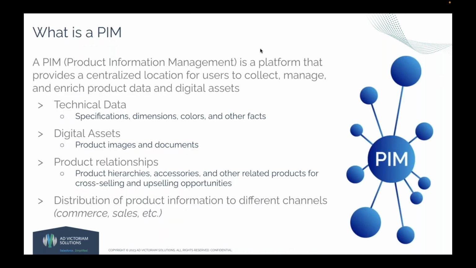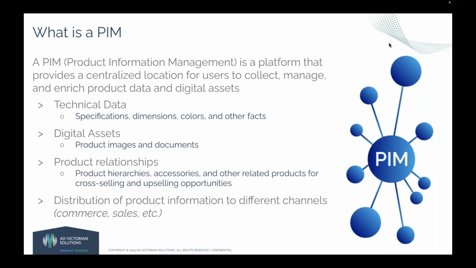So let's start with what is a PIM. I'm going to start with just the textbook definition here. PIM stands for Product Information Management. A PIM is a platform that provides a centralized location for users across an organization, so sales, marketing, any user within a business, to collect, manage, and enrich product data. So what do I mean when I say product data? That starts with technical data about a product. Those are your specifications, dimensions, colors, facts, really any relevant information to your consumers and to the people who are selling these products, your salespeople.